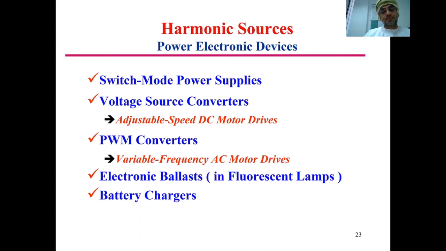Voltage source converter, which is used to provide energy to the adjustable speed DC motor drive. PWM converter, which is used to provide energy to the AC motor. And of course, we have already talked about the electronic ballast. This is also an electronic device that is used to provide the required switching mechanism for the fluorescent lamp. Battery charger. So those are only some types of electronic device that will create harmonics.